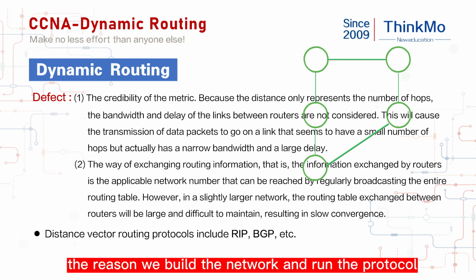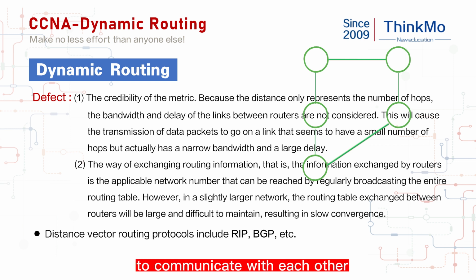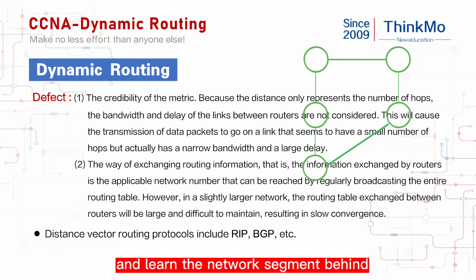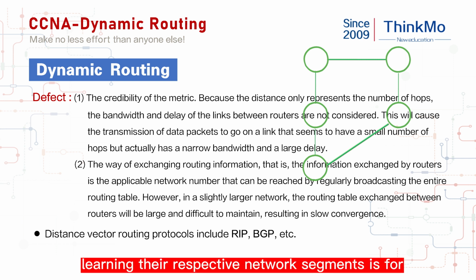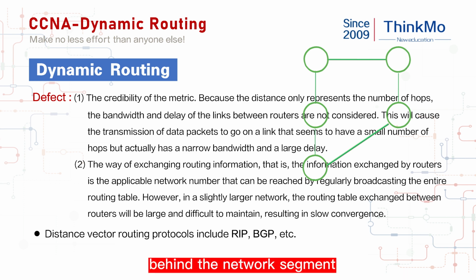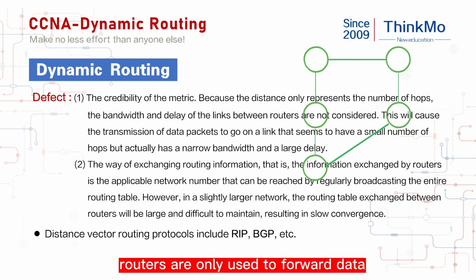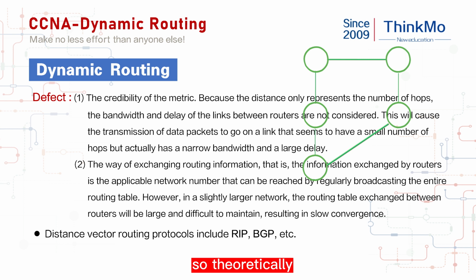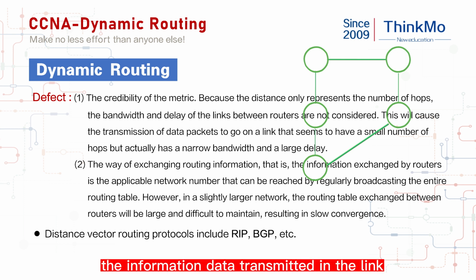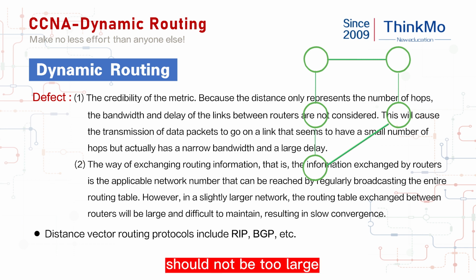The reason we build the network and run the protocol is to allow these devices to communicate with each other and learn the network segment behind. Learning their respective network segments is to let these terminals and some servers behind the network segment communicate with each other. Routers are only used to forward data. So theoretically, the data used to generate the routing table transmitted in the link should not be too large.